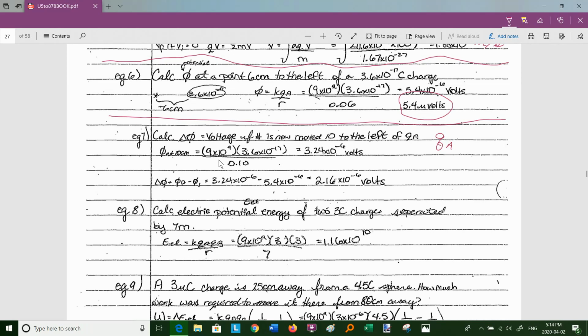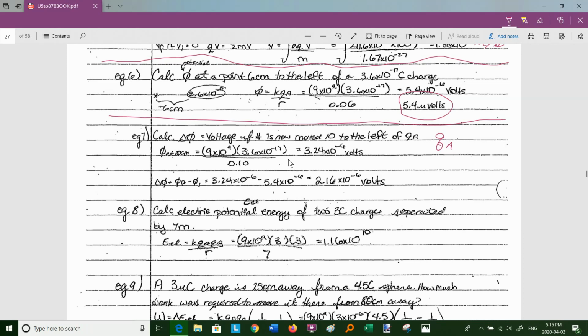So at 10 centimeters, the potential is k, 9 by 10 to the 9. By the way, some books are going to write it as 8.99. Don't bother getting upset about that. It just rounds to 9 by 10 to the 9 times the source charge, 3.6 by 10 to the minus 17 over 0.1. Okay, so that's at 10 centimeters away. You get 3.24 by 10 to the minus 6 volts. Your initial potential was 5.4 by 10 to the minus 6. So the change is 2.16 by 10 to the minus 6 volts.